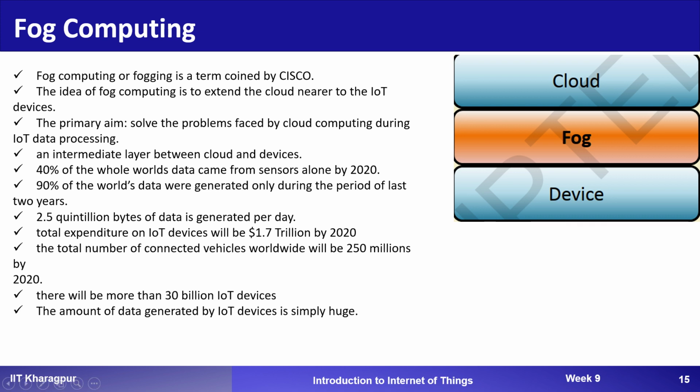So basically, the primary aim of fog computing is to solve the problems faced by cloud computing during IoT data processing. The problem is latency. An intermediate layer between the cloud and devices is placed. That intermediate layer is your fog.